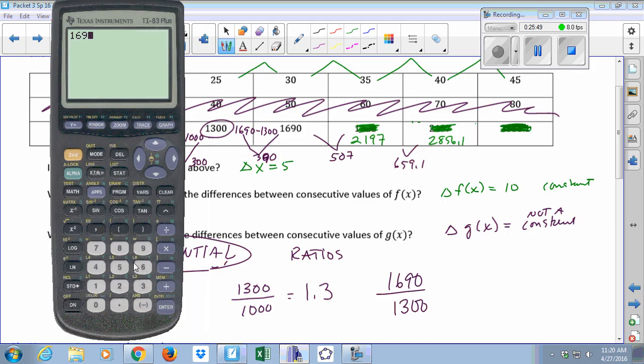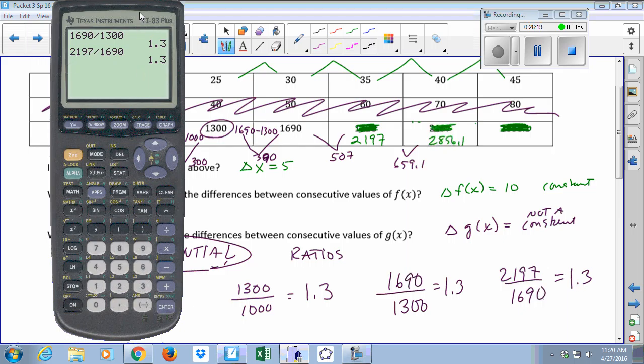1690. I just want to be sure. It's not that I doubt you, but I want everybody to see how we're getting it. All right. Is 1.3. Okay, let's look at the next two. What would it be? 2197 divided by 1690. It's the same. 1.3 probably. Let's see. Yep, that's 1.3 as well.